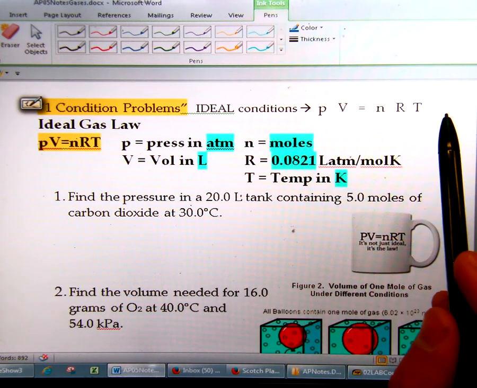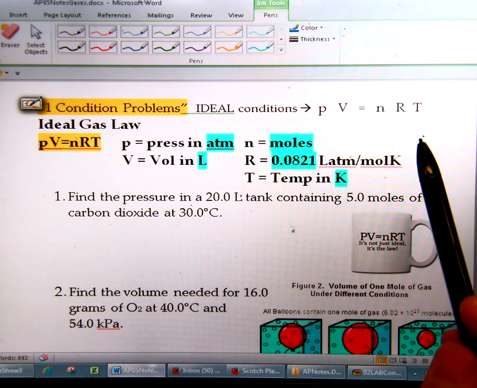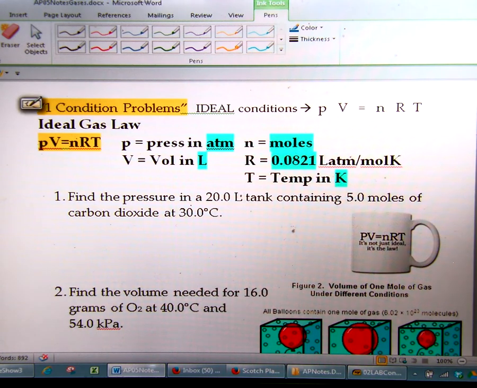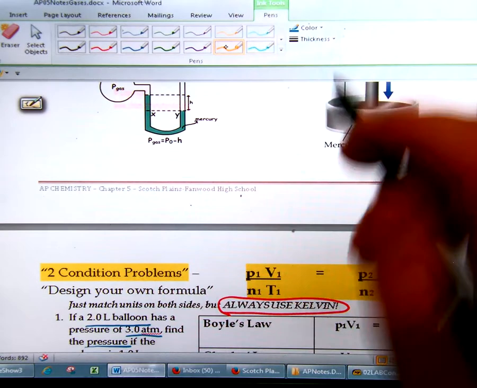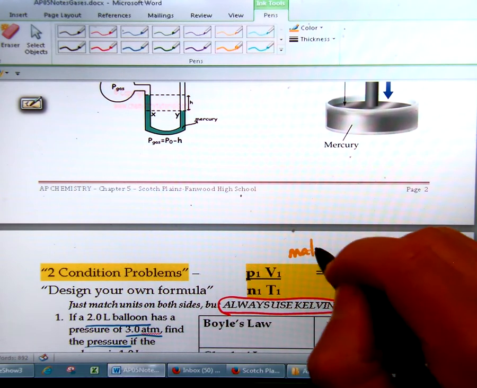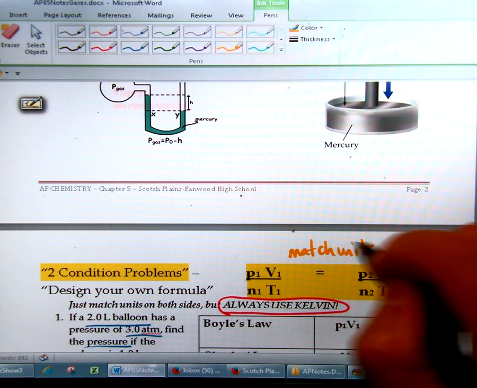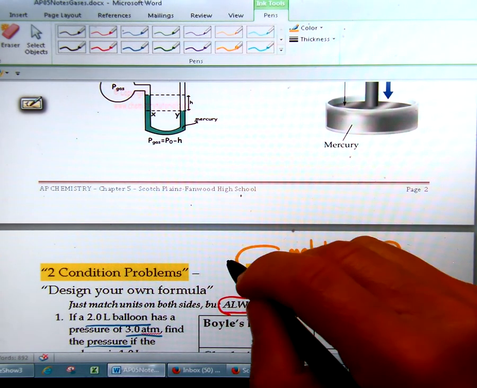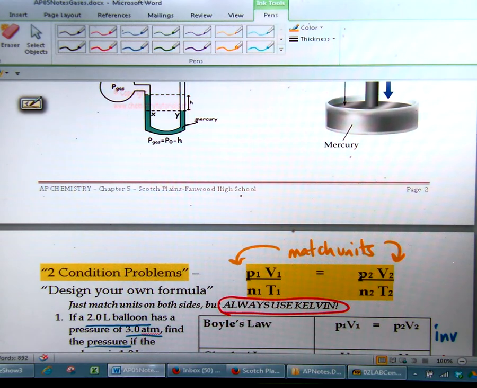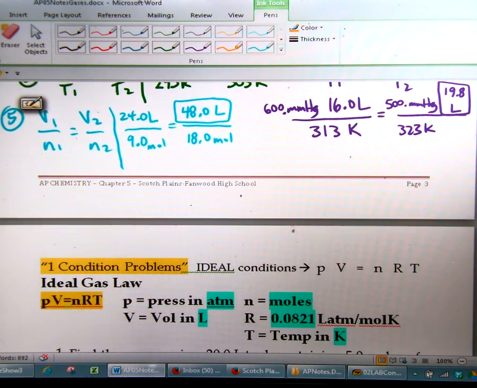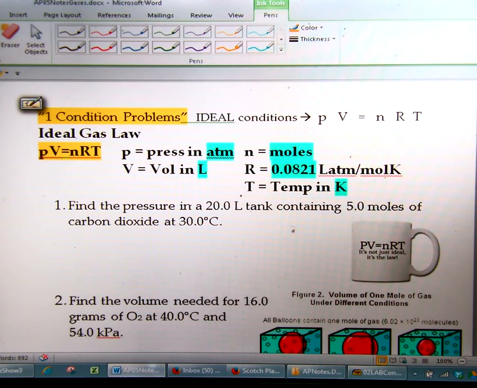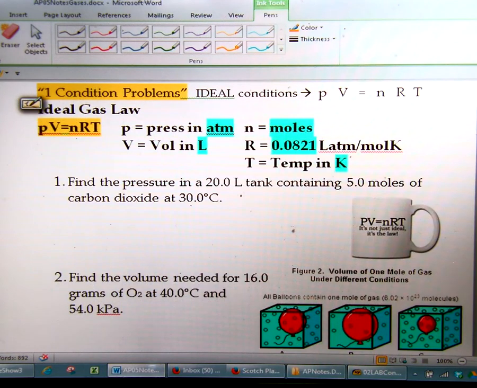this equation. So in the past notes, the two condition, you were allowed to match the units. So if we go back here really quickly, as long as you match the units, you're okay. Except we said, of course, you have to use Kelvin no matter what. Okay, so any units on both sides that are the same are okay, except you have to use Kelvin. But in this page, you must use the units given. So you can remember two condition, there's many ways to do it. One condition is only one way to do it. Only one way with the units.